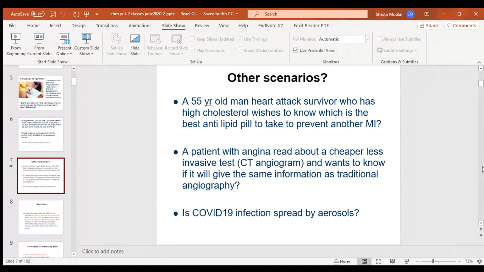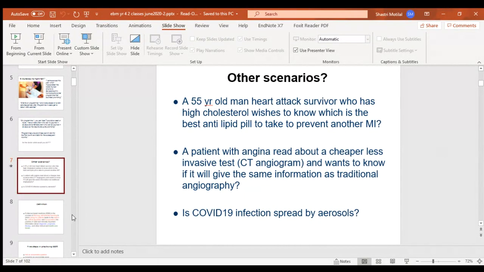A person who has angina read about this test called a CT angiogram, and you want to know if it will give the same information as traditional angiography. And I put in this last one 2 days ago on purpose. Is COVID-19 infection spread by aerosols? What exactly caused this infection? So you may be thinking you have answers to this, but these are just some other questions that we could ask with respect to evidence-based medicine.